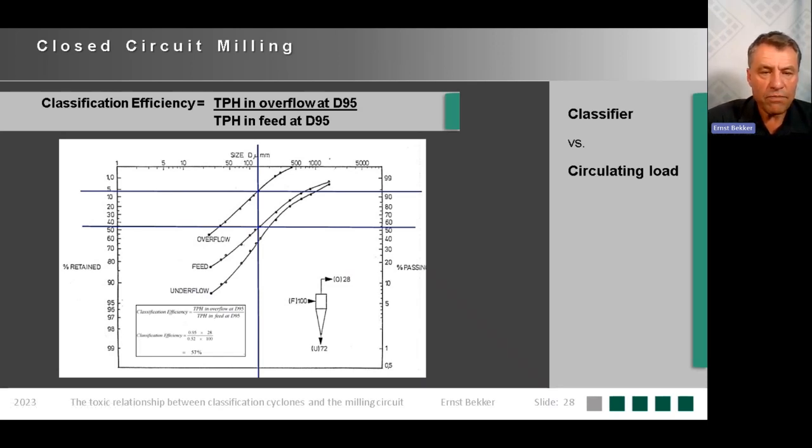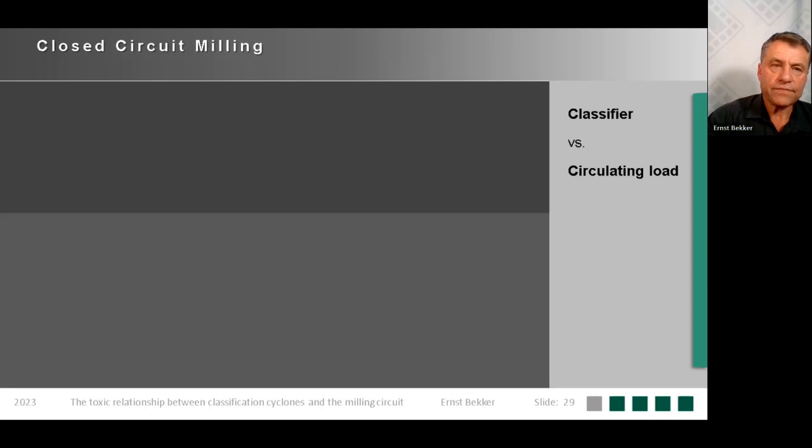So in this block, the tons per hour in the feed to the cyclone on the right-hand side is 100 tons. Overflow is 28, underflow is 72. So we would take 95% of 28 tons divided by 52% of 100 tons. And that gives you your classification efficiency.